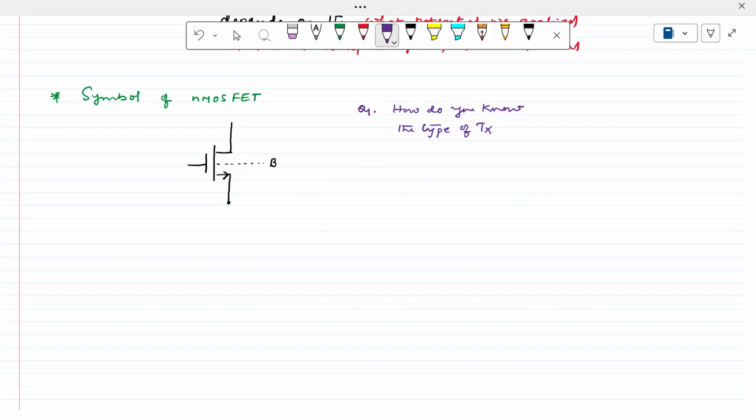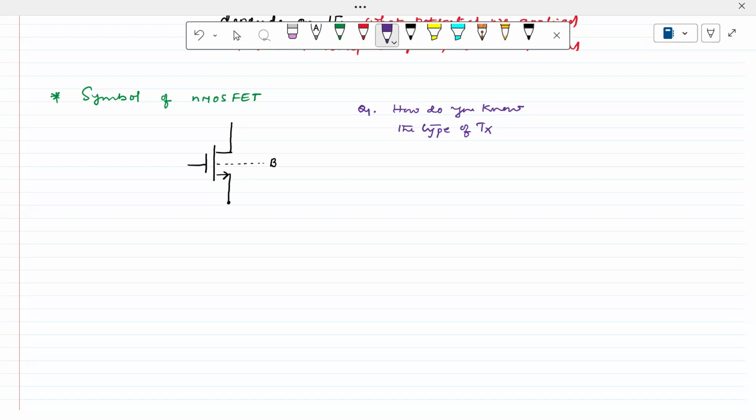Apply a gate potential. If the gate potential is positive and the transistor reacts to the positive potential, and if the channel is formed, then we can say that it is an NMOS transistor. Whereas the PMOS transistor is opposite. If you apply a negative potential, it will turn on. For the NMOS transistor, if you apply a positive potential, it will be on.